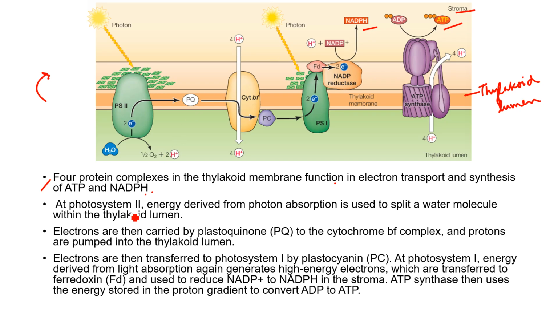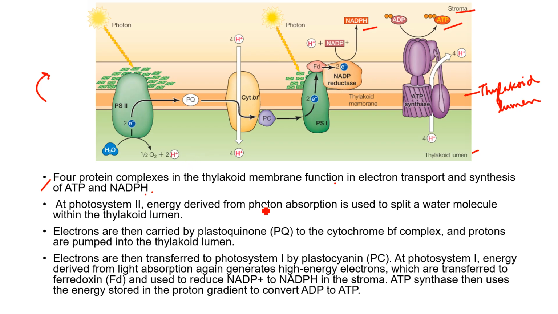So what happens at photosystem 2? The energy derived from photon absorption is used to split a water molecule within the thylakoid lumen. So the splitting of water molecule takes place in the thylakoid lumen. Remember these points, these are important points. Direct statements can come from these parts, and you will be asked to tell which is the correct option, or which of these statements are correct. So you understand these points very clearly.